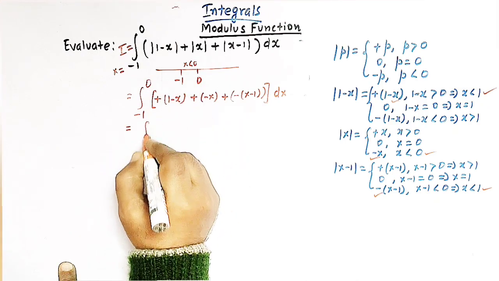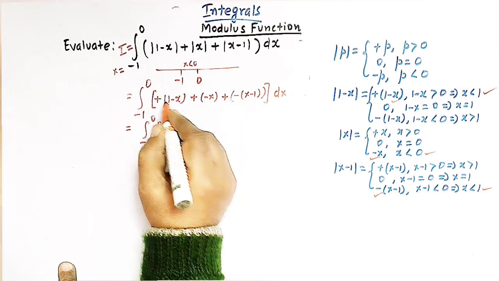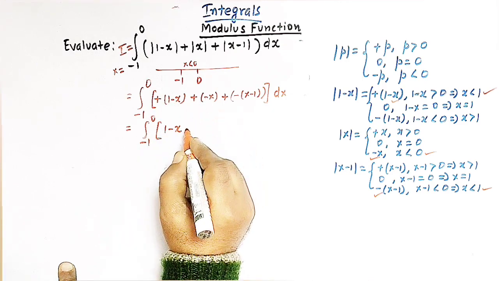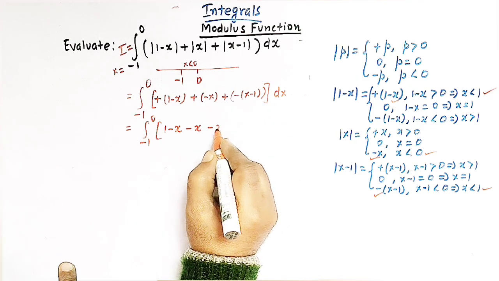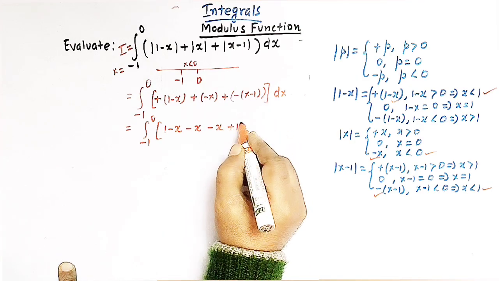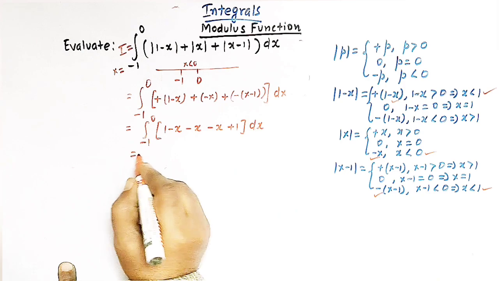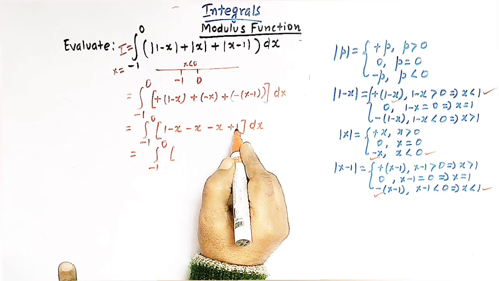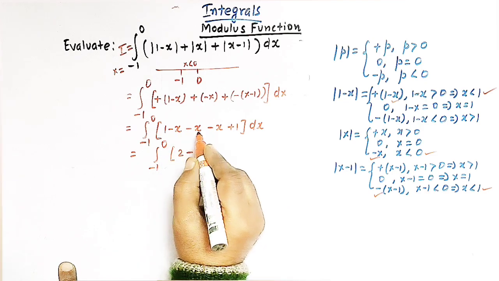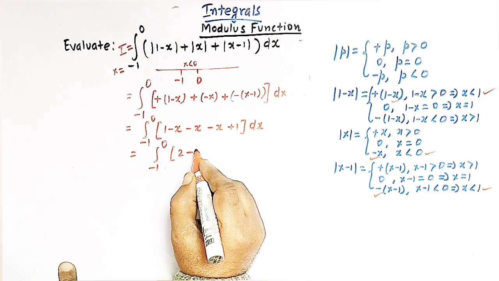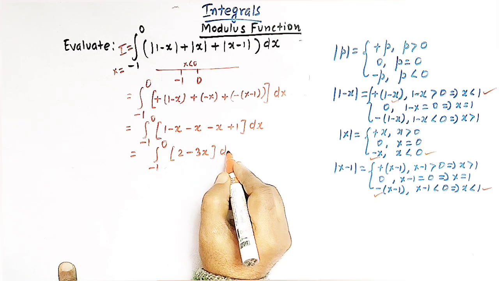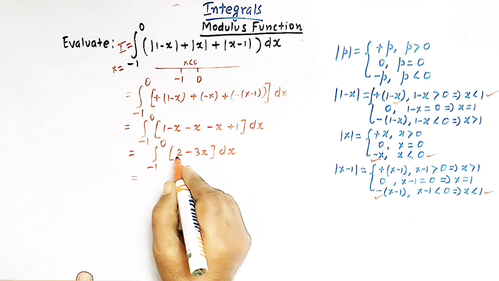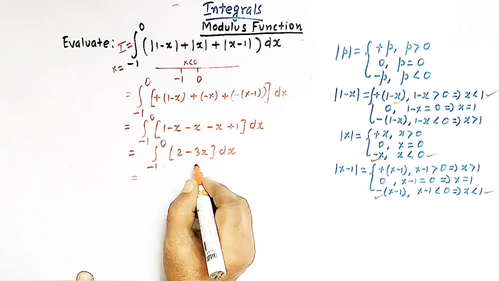So let us now simplify this expression. So we have here 1 minus x, here we have negative x, and here we have minus x, and then we have plus 1, right? Okay, so now we can write the integral from -1 to 0, and here we have 1 plus 1 is 2, and here minus x and minus x is minus 3x, and here we have dx. So now we can integrate this linear expression.